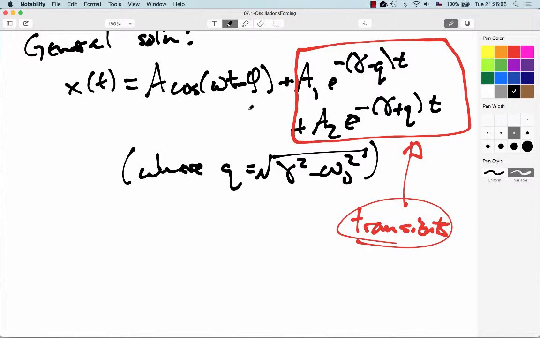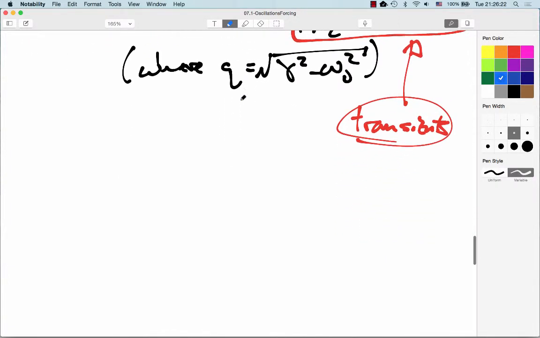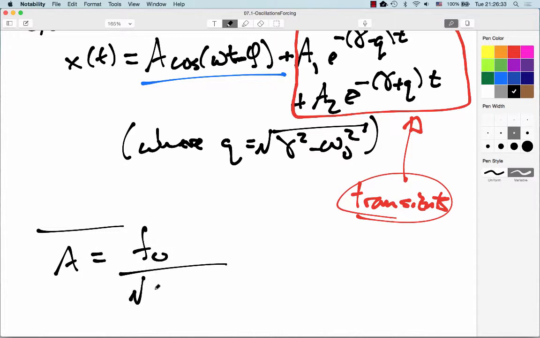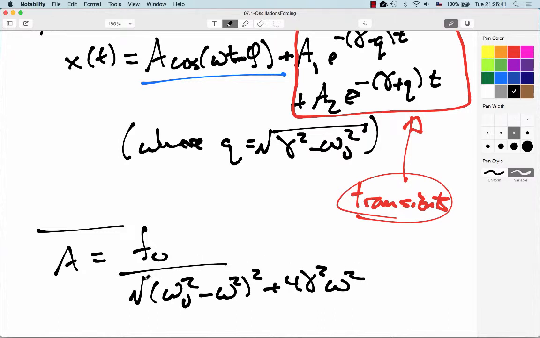Okay, let's go ahead and examine. So the transients are interesting, but they're going to fade away. So let's go back to looking at the particular solution here a little more. So we recall that our amplitude is equal to f naught over root omega naught squared minus omega squared, squared, plus 4 gamma squared omega squared. Take the square root.